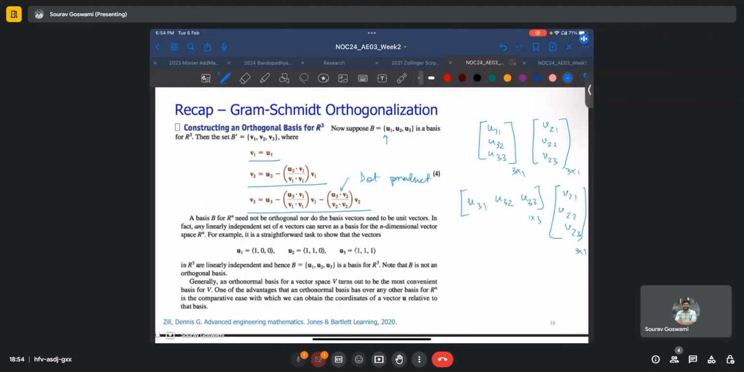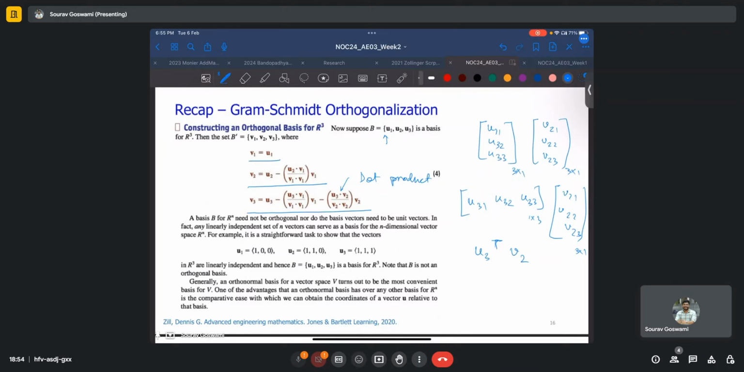And thus I will write this as U3 transpose times V2. When I'm writing it as vectors, I simply use the dot product and the meaning is inherent. So we are obeying all the laws of matrix multiplication.